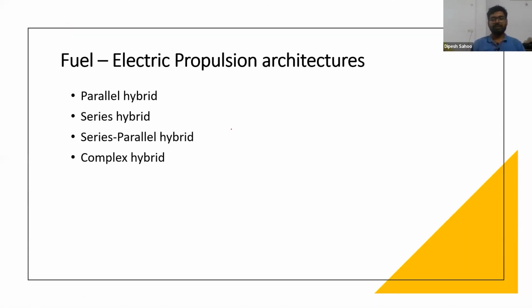Then fuel electric propulsion architectures. What are the various types of architectures of a fuel electric propulsion of a drone? Parallel hybrid, series parallel hybrid, and complex hybrid are the various types of architectures in a fuel electric propulsion system of a drone.